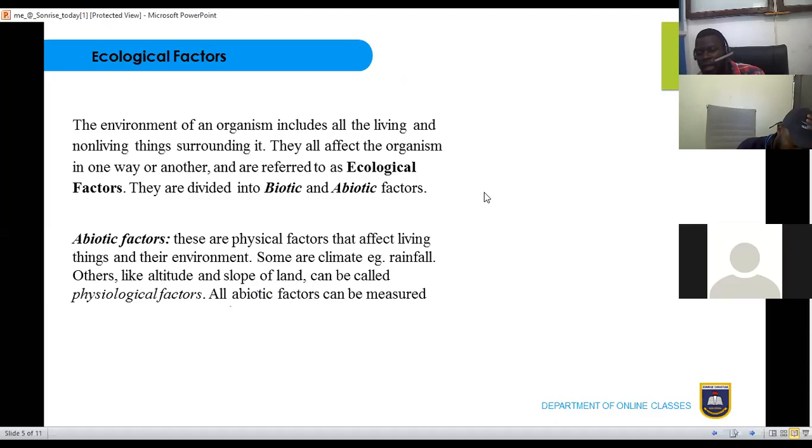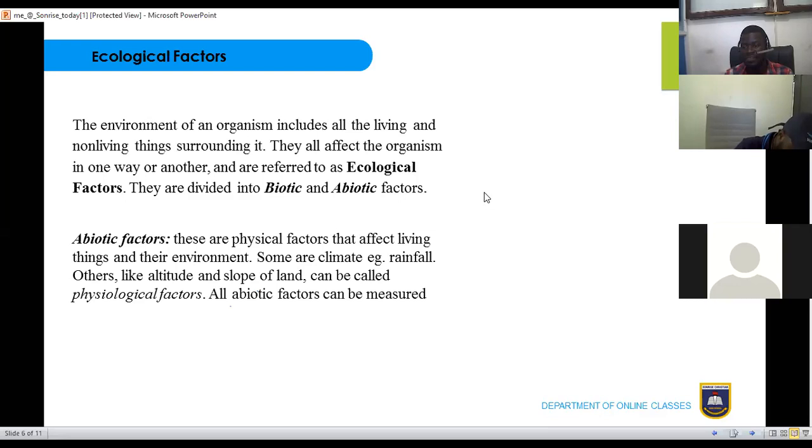All right, let's continue and look at ecological factors. Now, the ecological factors of every living thing refers to all the factors, both living and non-living, that the organism will interact with. I don't know if you ever heard this saying that no one is an island on earth. There is always an interaction between somebody and another person or with the environment.